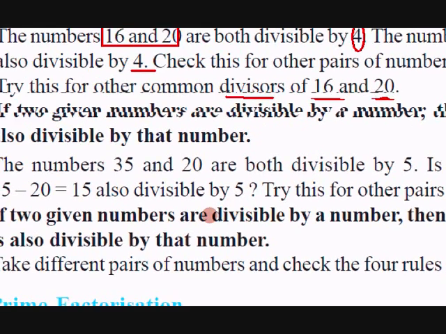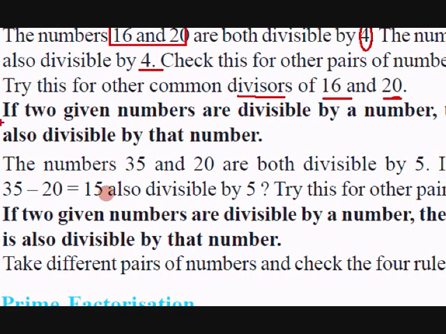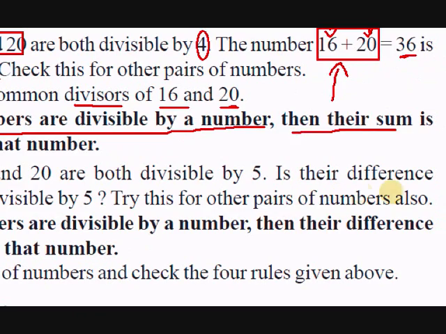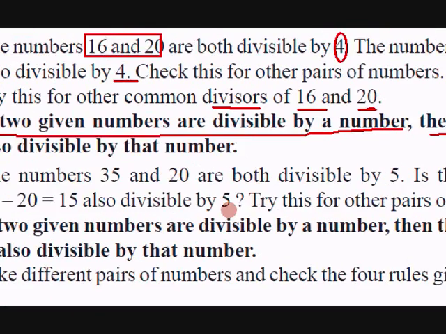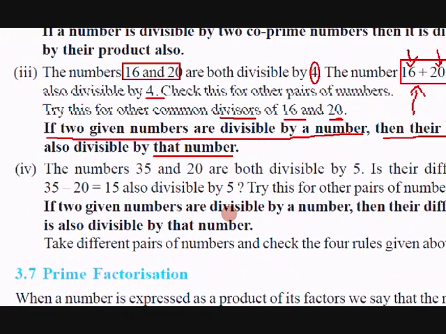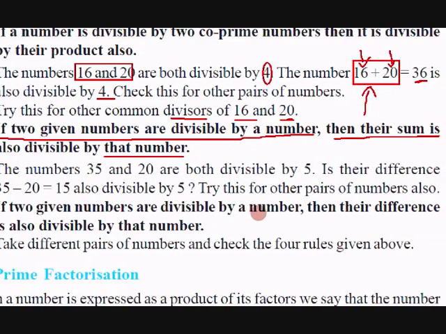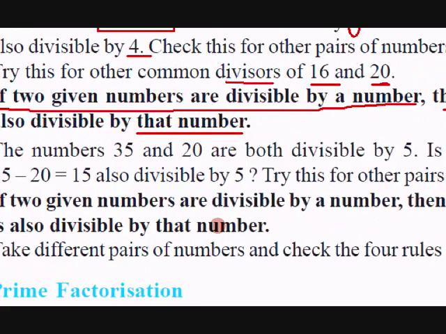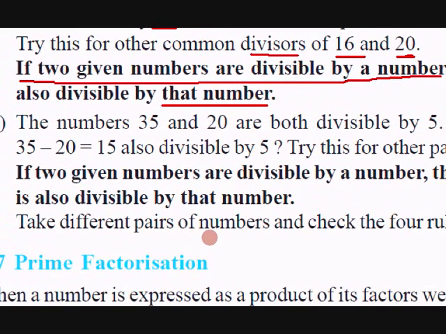Okay. In short, we can say if two given numbers are divisible by a number, then their sum is also divisible by that number. You have to remember by heart that if two given numbers are divisible by a number, then their sum is also divisible by that number. Okay, let us take the next one.